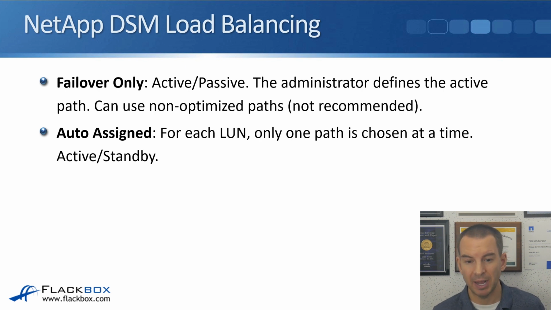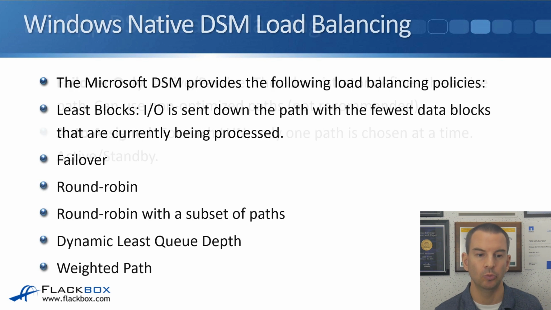That is active passive. Here, you, the administrator, define the active path. This can also use non-optimized paths. Again, that's not recommended. And the last one is auto-assigned. Here, for each LUN, only one path is chosen at a time. It's active standby. Okay, so those were the available load balancing options if you've installed the NetApp DSM on Windows.